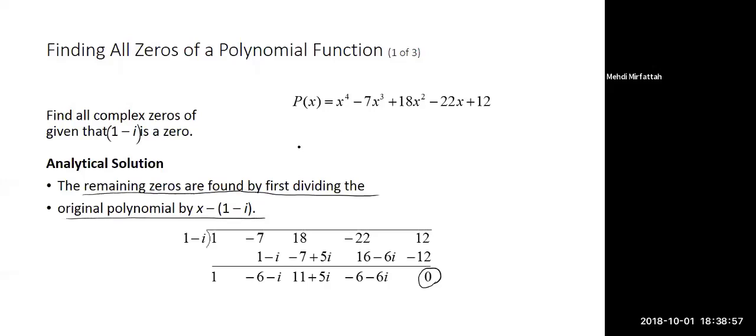Okay, the steps would be exactly the same as when we looked at the real numbers. You bring down all the coefficients here: 1, negative 7, 18, negative 22, 12. And then we're dividing that by 1 minus i, so your k is 1 minus i. You bring 1 down here, same steps. You multiply 1 by 1 minus i, you place it here, you add them up. You multiply 1 minus i by minus 6 minus i, you place them here, you add them up, and so on. Just recall that every time in your calculation you get i squared, you replace it with minus 1.